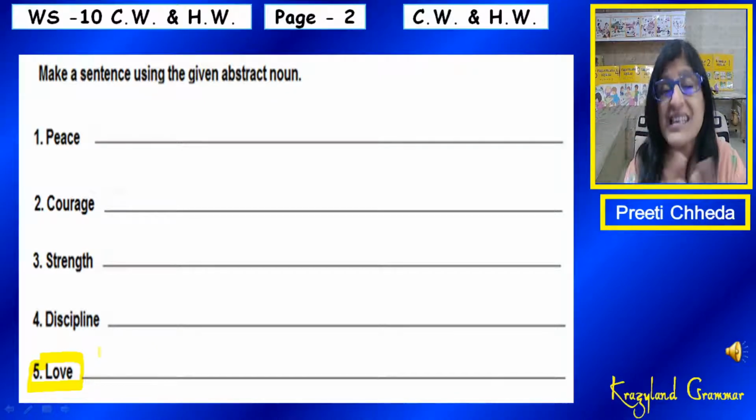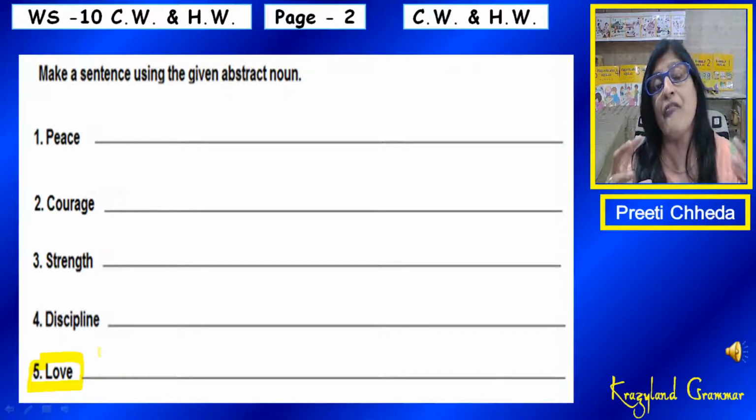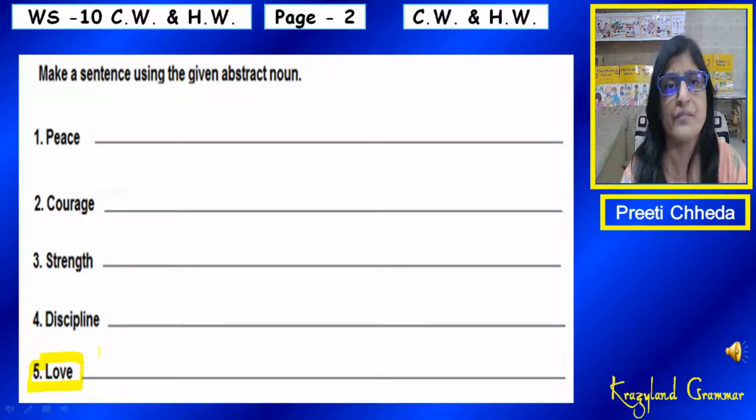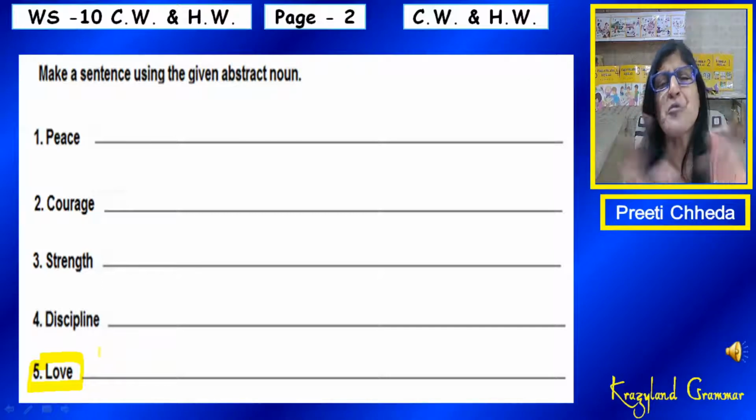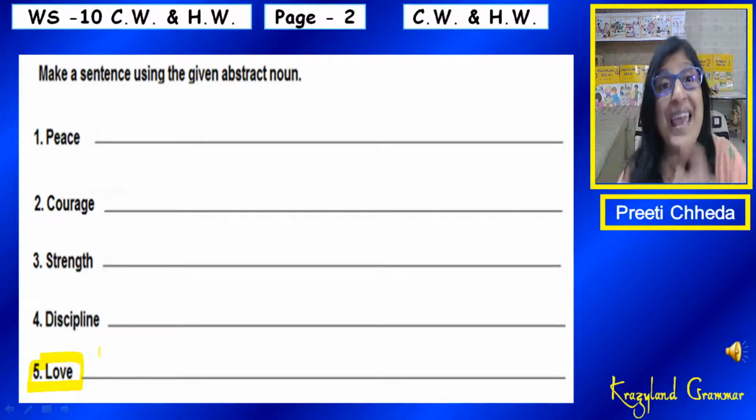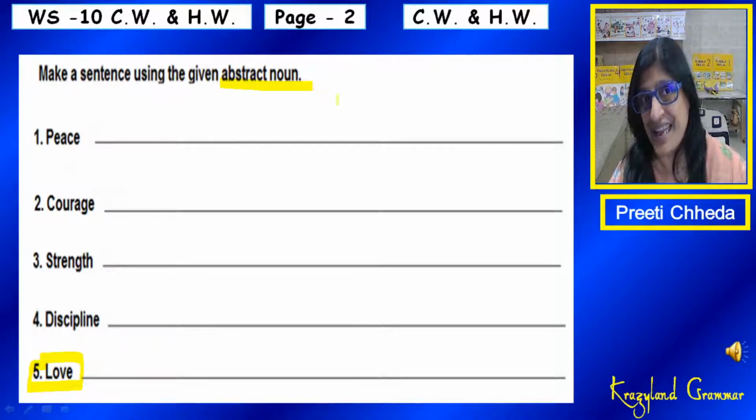You use love as a noun. You can say, my love for my parents is so much, or there is no love like the parents' love, or there is no love like you children, my students' love. So you have to use love as an abstract noun. Don't write I love you or they love them.